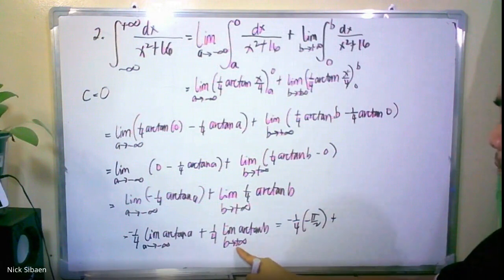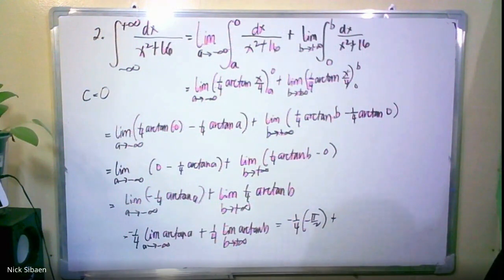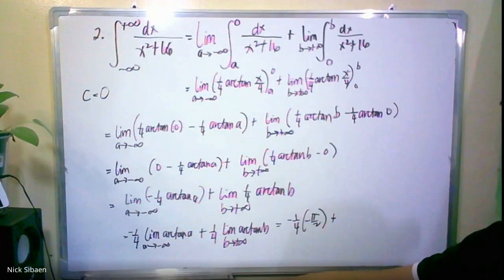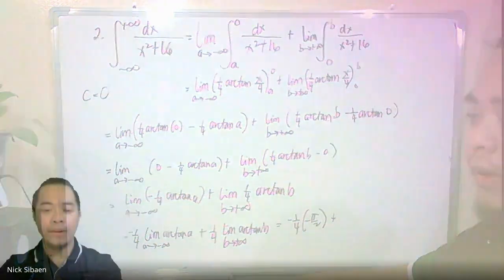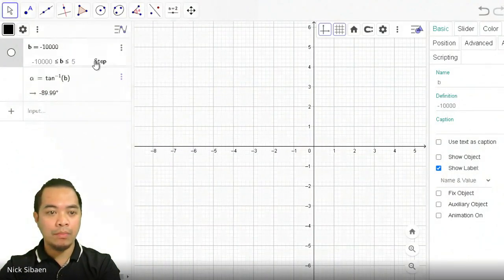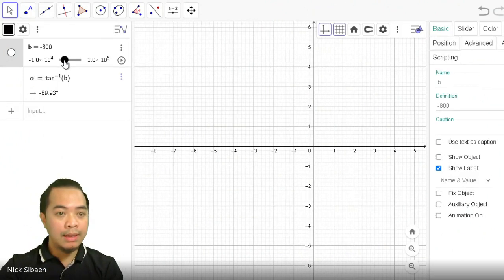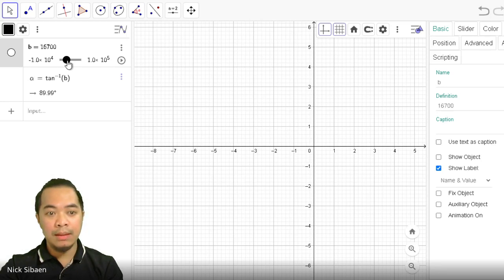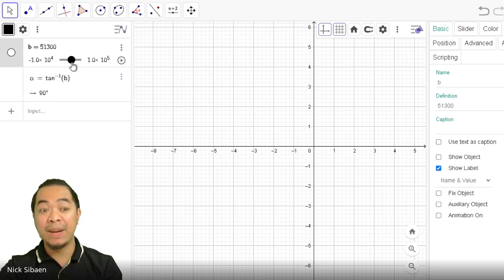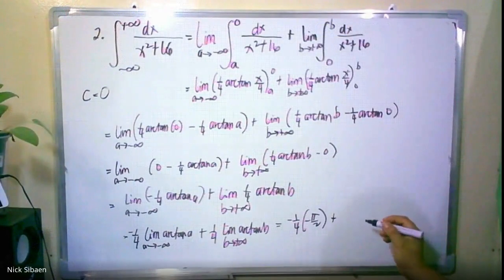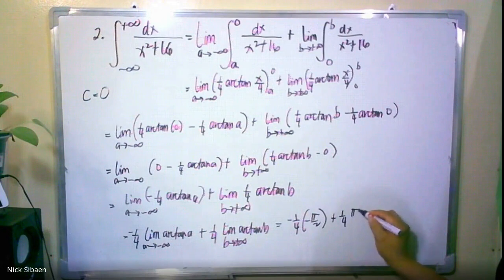Dito, it's just the same. Magiging positive infinity na lang siya. So ganun din yung mangyayari actually. If we go back here, yung ating B ay napakataas na number. Ang ating sagot ay positive 90 degrees or pi over 2. So positive 1/4 positive pi over 2.